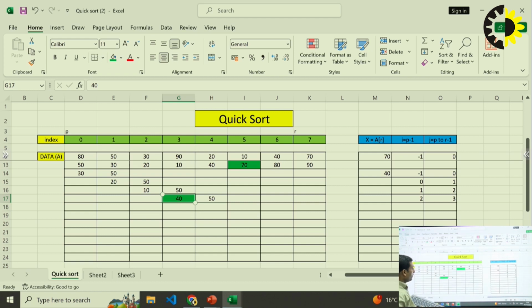Now 40 is fixed. Now our two subarrays are 30, 20, 10, and the second part, only the element 50. So again repeat this process for the first subarray.